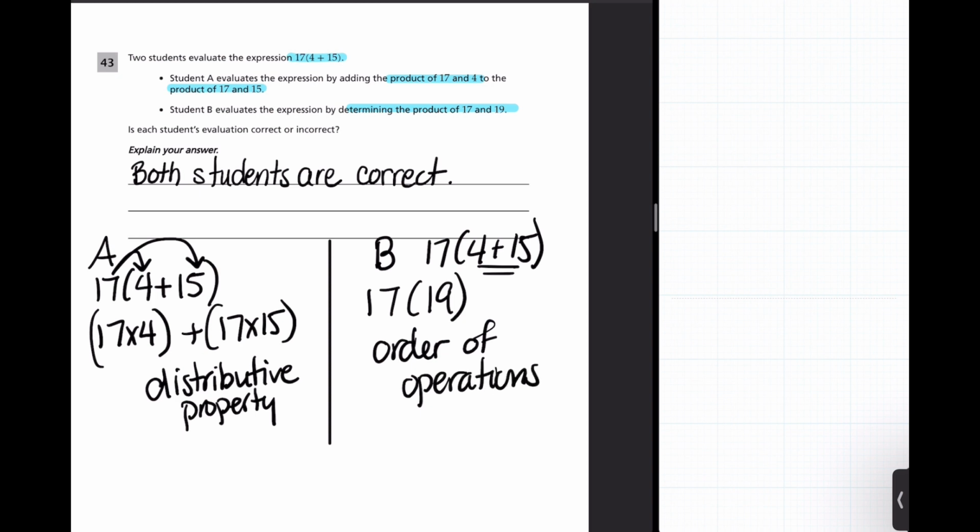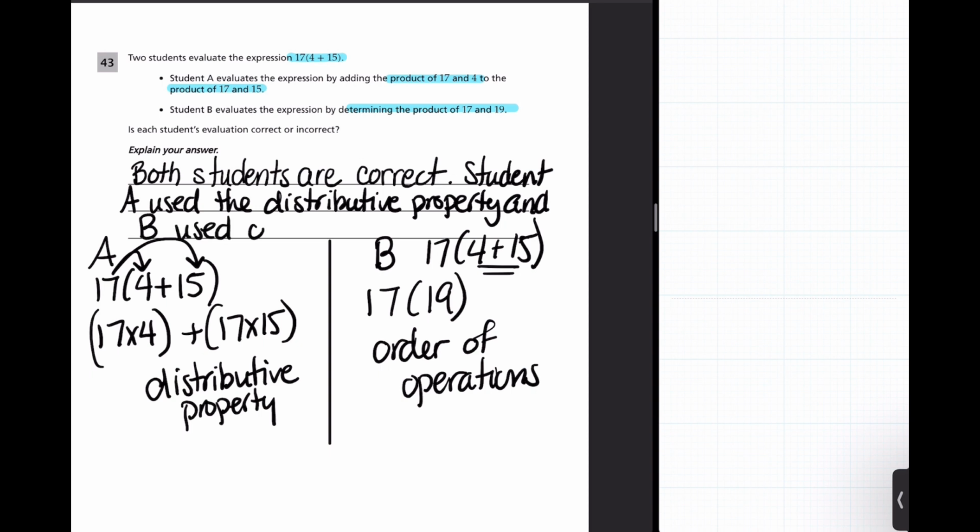So is each student's evaluation correct or incorrect? Both are correct. Student A used the distributive property. And B used order of operations.